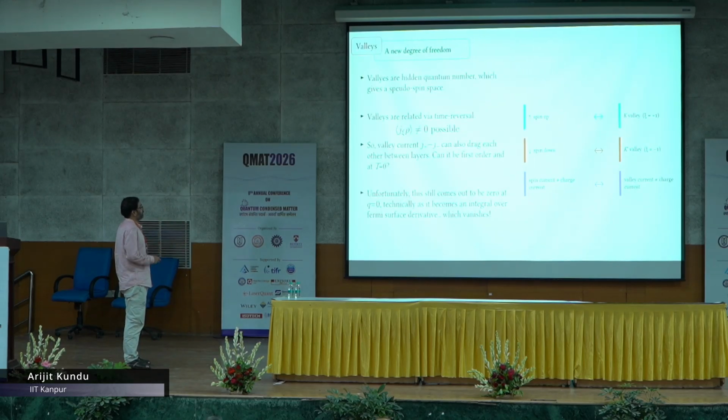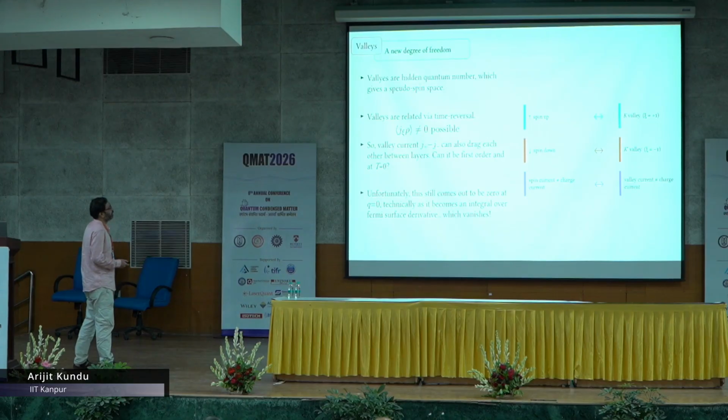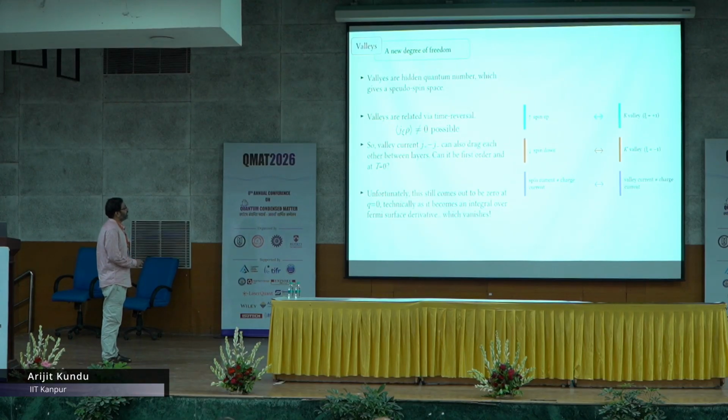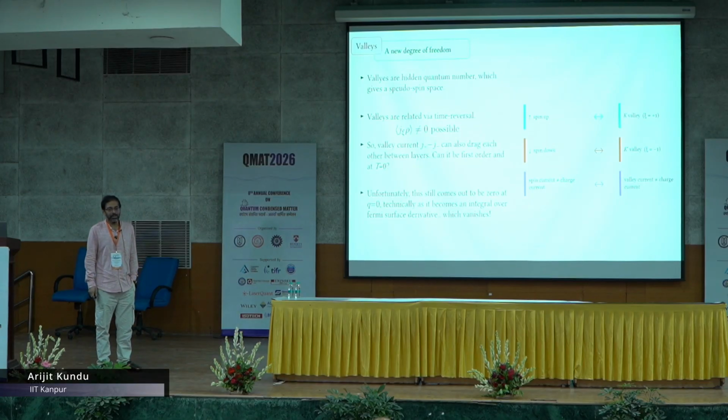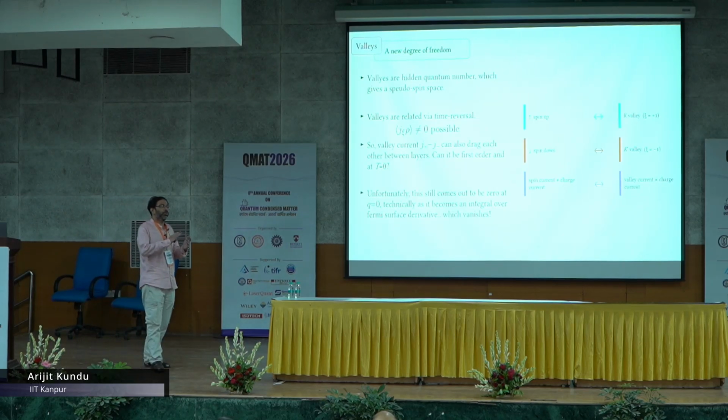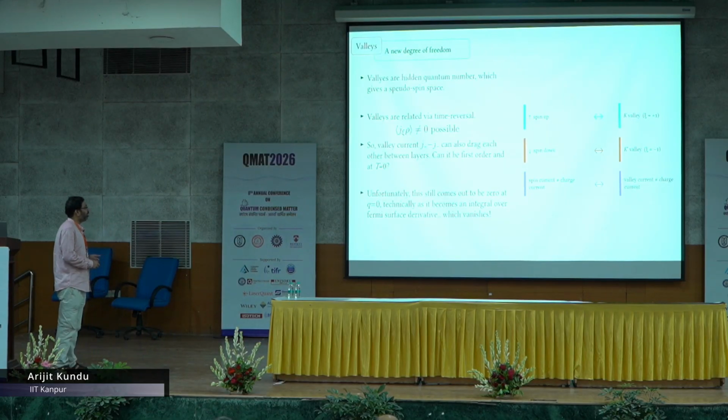Now, the valleys are interesting. So, these are a hidden degree of freedom. You can think of these like a spin up is K valley and spin down is like K prime valley, and they are related by time reversal symmetry. So, this allows a valley current J plus minus J minus to be present in principle in a Coulomb drag. Even though the charge current is 0 because of time reversal symmetry, because the Coulomb drag from the two valleys exactly cancels, if one calculates the drag of the difference of current between the two valleys, that can be non-zero.